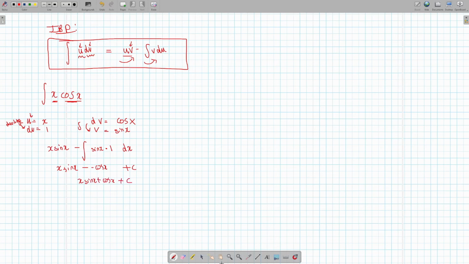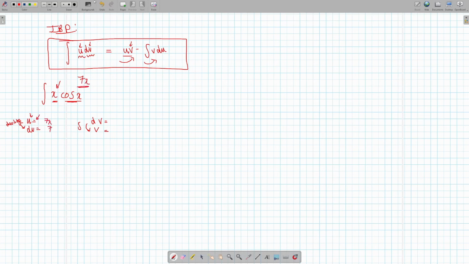So very simple. The question you need to ask is, which one is easier for me to derive, and which one is easier for me to integrate? Always, if you have a linear function like x or maybe 7x, throw that into your u, because it's very easy for you to derive 7x. 7x just becomes what?